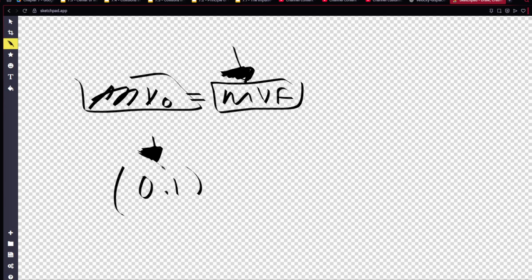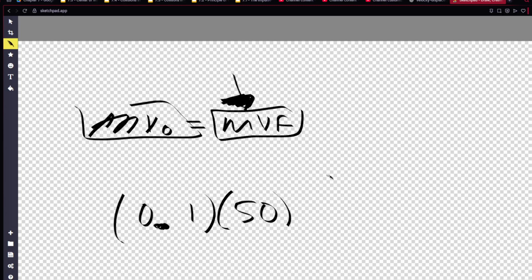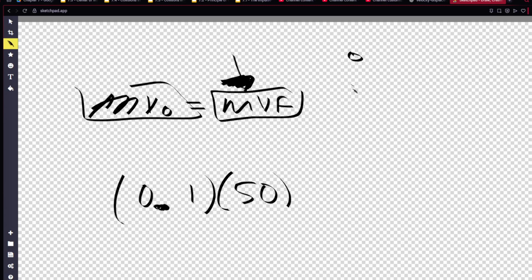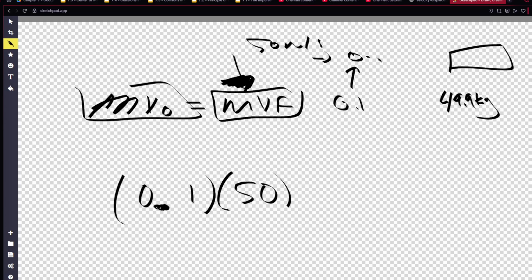Let's say it's completely inelastic. Let's say it's 0.1 moving at 50 miles per hour, or sorry, 50 meters per second, because that would be the SI unit for velocity. So this is a 0.1 kilogram body moving at 50 meters per second, and it collides with, let's do something simple, a 49.9 kg body, and it's completely inelastic, meaning that all the linear momentum is transferred here, which it always is.